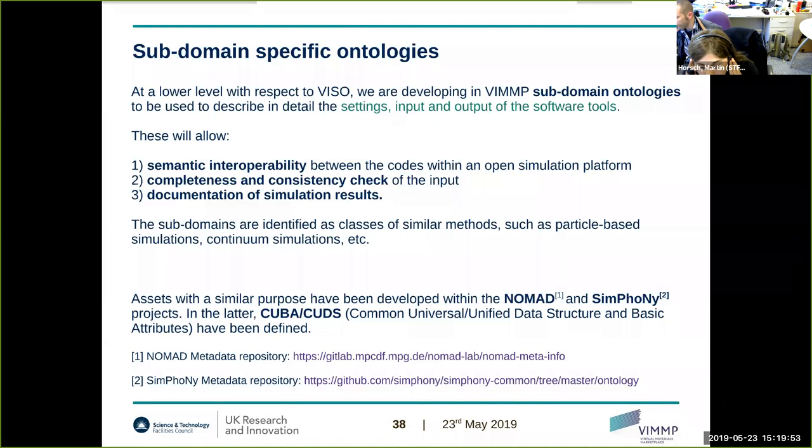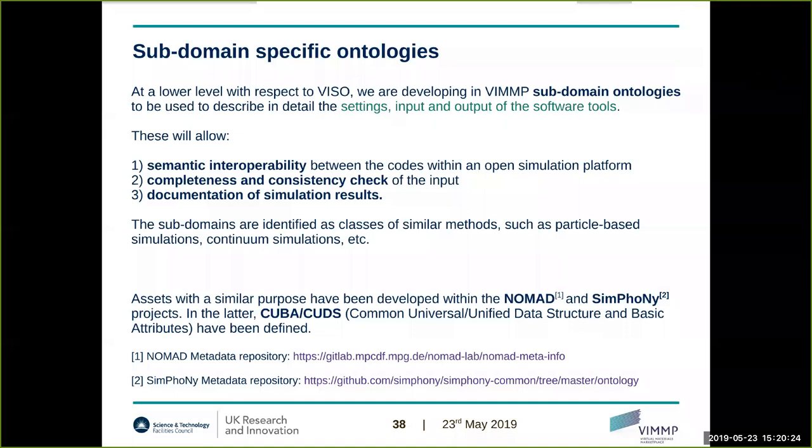So this is needed for semantic interoperability between the codes in a simulation platform. It is needed to check for consistency and completeness of the inputs of a simulation and to document the results of simulations. When we talk about subdomains, we have in mind classes of similar methods, as Martin already mentioned, as for example, particle-based simulations, continuous simulations, and so on.